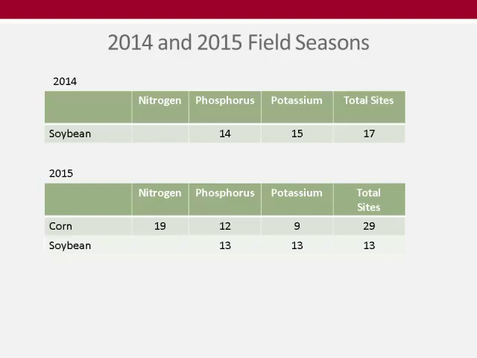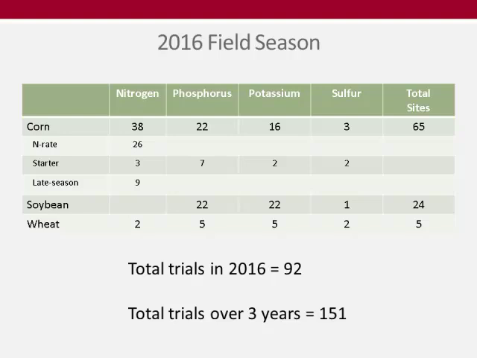All right, in 2014 and 15, we started in soybeans the first year, then we moved to corn. Here's our nutrient N, P, and K, and then total sites. Then in 2016, our field season really exploded, which was great to see. We had 92 trials last year. That brings our total right now up to 151, and then we have essentially one more year. This is our last year that we've got dedicated funds to continue this, okay?